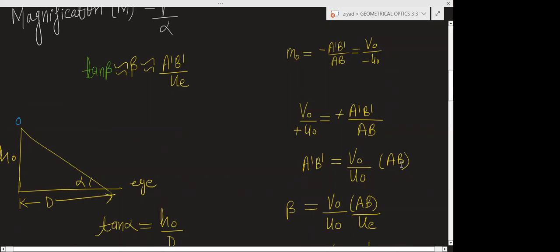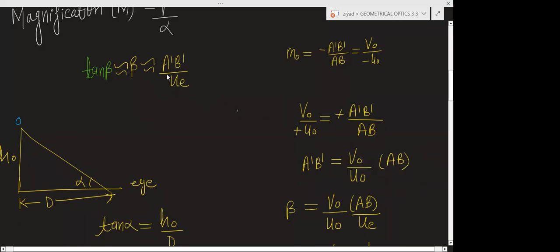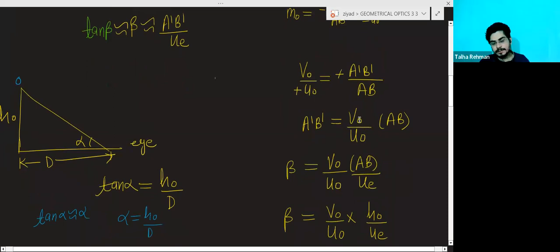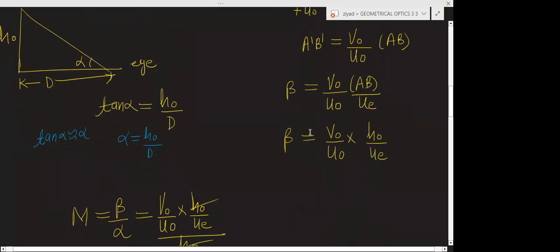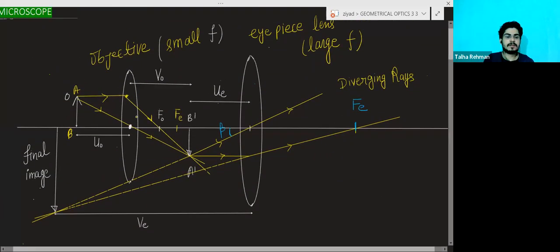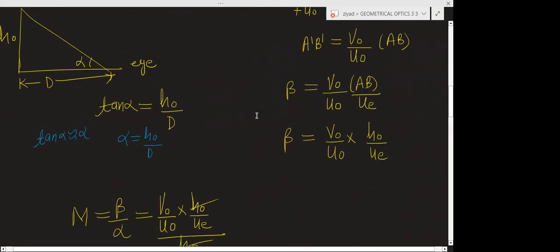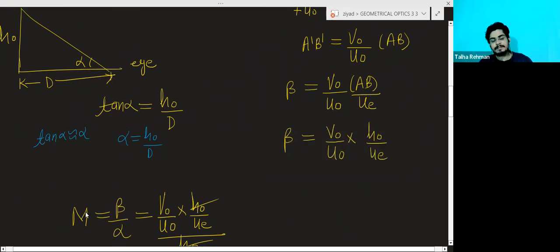Now you can find beta. Beta is A dash B dash by UE. Now you have the value of A dash B dash and the value of UE. So you will put the value of A dash B dash, that is V naught by U naught into AB, divided by UE, because beta is this. Now you will have beta as V naught by U naught multiplied by AB, and AB is the height of the object H naught. So you can put this as H naught divided by UE. So beta is this.